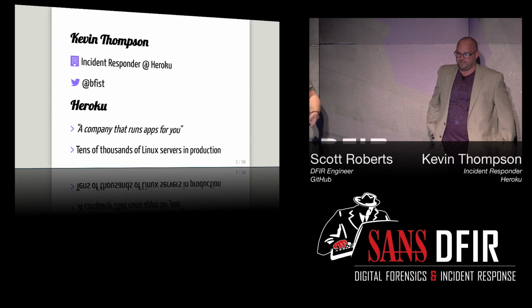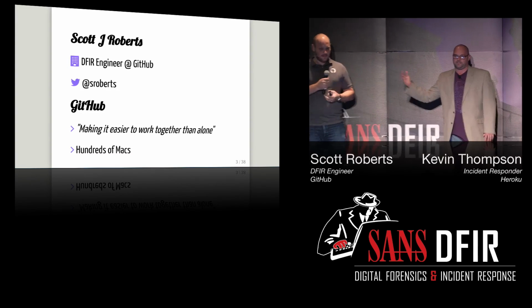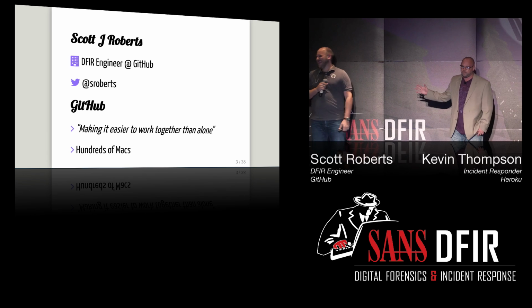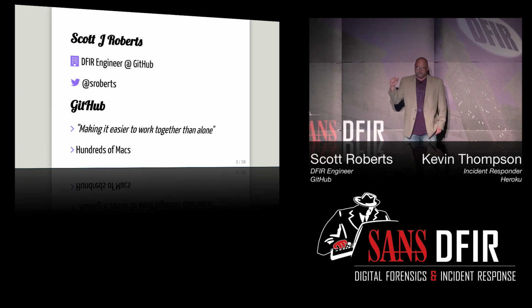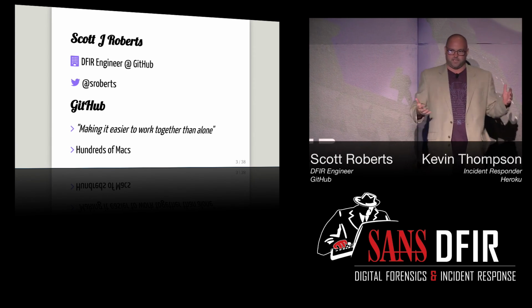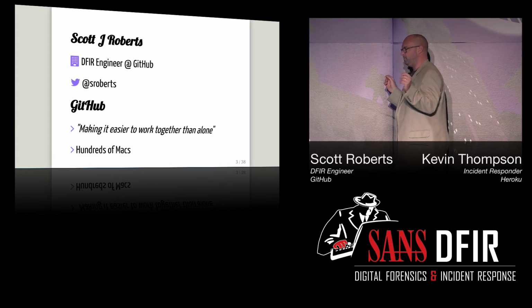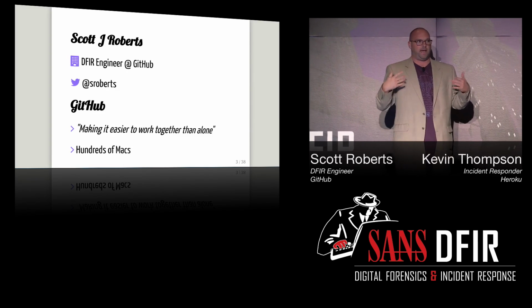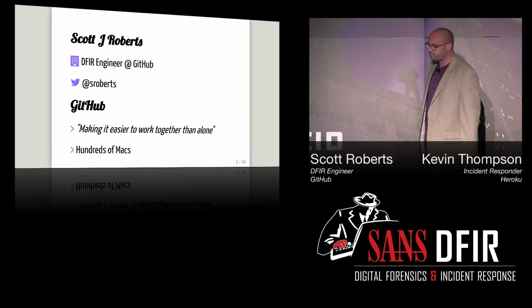All right. And this is my good buddy, Scott Roberts. He is one of the DFIR engineers over at GitHub. He is S. Roberts on Twitter. If you feel like, actually, you don't tweet much, so if you feel like silence, follow him on Twitter. And like Heroku, they also have tens of thousands of servers in production, but for purposes of the Osquery stuff we'll be talking about, let's talk about the hundreds of Mac clients that they have.